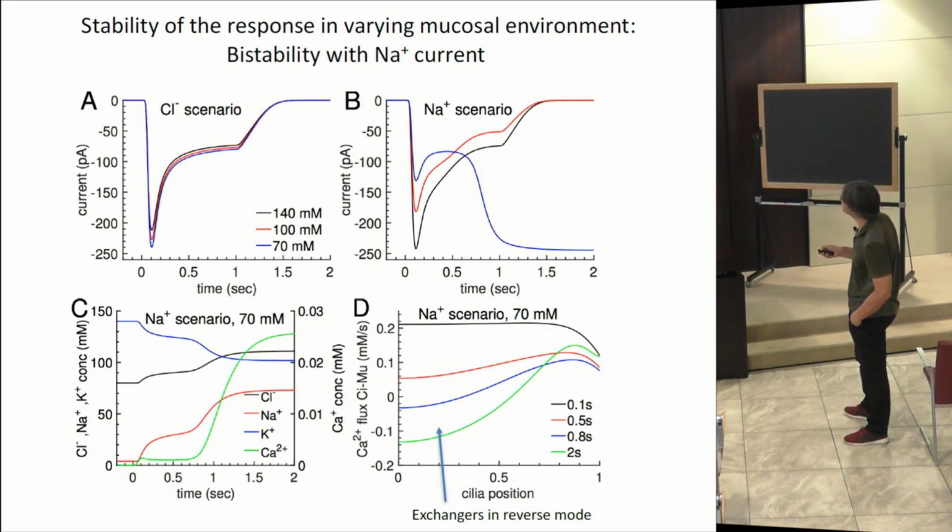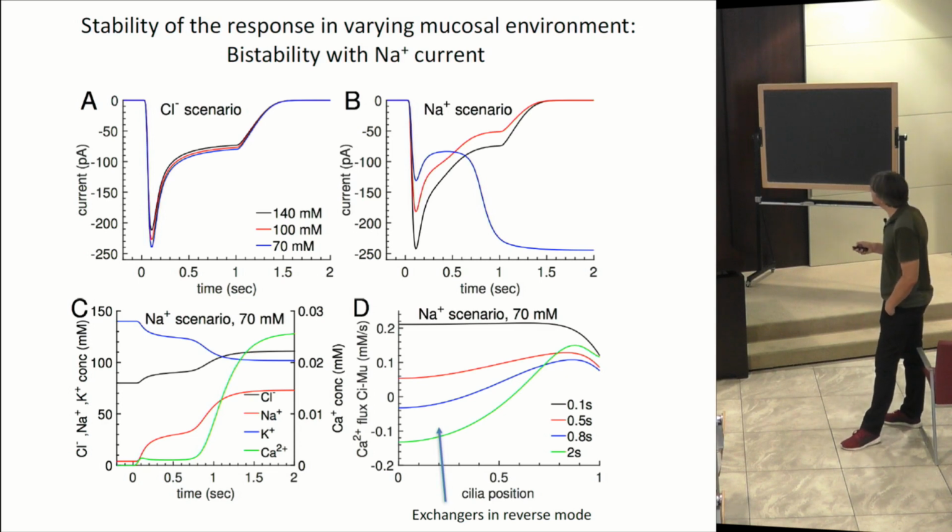You can see the concentrations of calcium go up, chloride here, everything. So what happens actually is that the sodium concentration reaches such high values that the exchanger in the frontal part switches to reverse mode. Here's the influx of calcium. You can see it's positive, which means that calcium is extruded. But now you can see at 2 seconds it is unsteady.